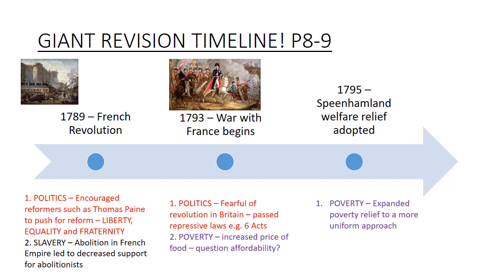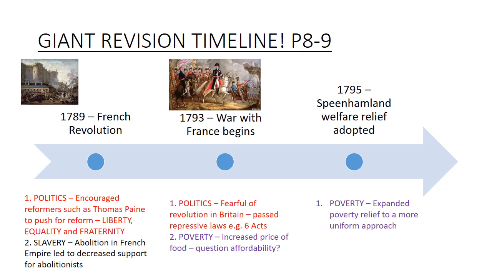Again, I've done it for the second one on the list on the right hand side, 1793, when the war with France began. What was the impact of that? Well, politically, Britain obviously was fearful. They saw the aristocracy being guillotined in Paris. They were fearful of their own lives. So, fearful of a revolution in Britain, they passed lots of repressive acts, such as the 6 Acts, as we know. And it really led to a clampdown on protest movements, Peterloo and all that kind of stuff.